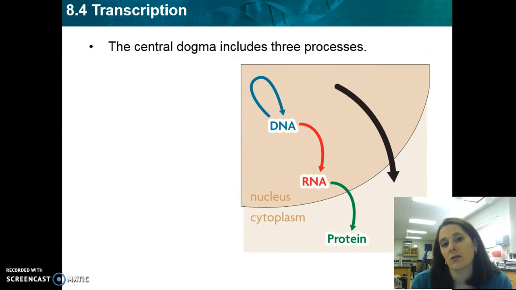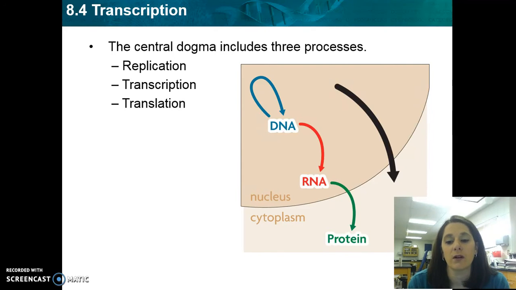When we're talking about the central dogma, there are three processes that are included. First, replication, which is something we're building upon from section 8.3, but then to get from DNA to RNA, we use a transcription process, and then from RNA to protein, we use a translation process.